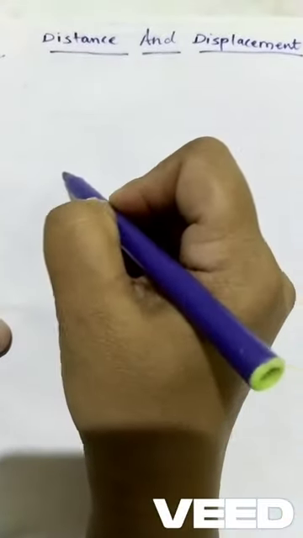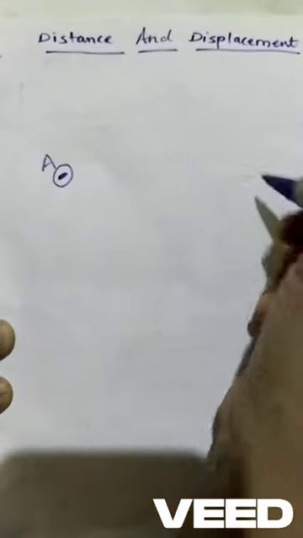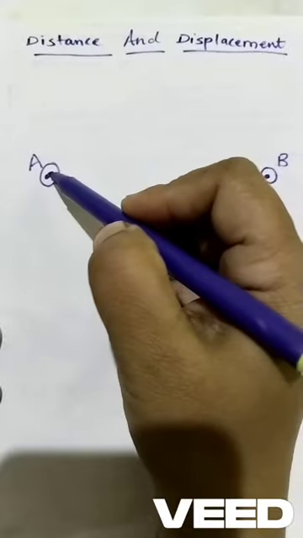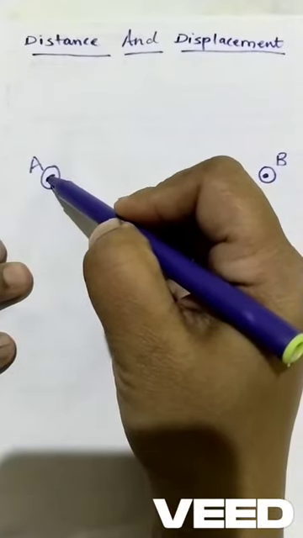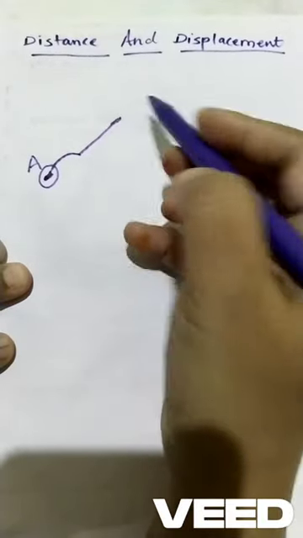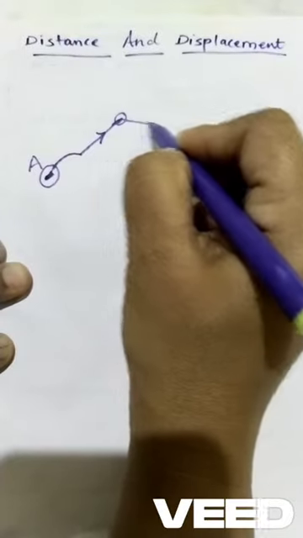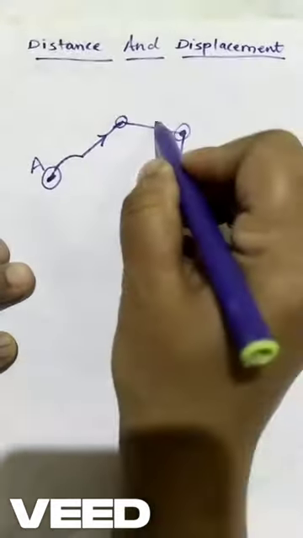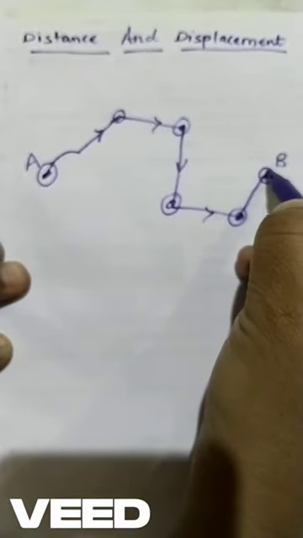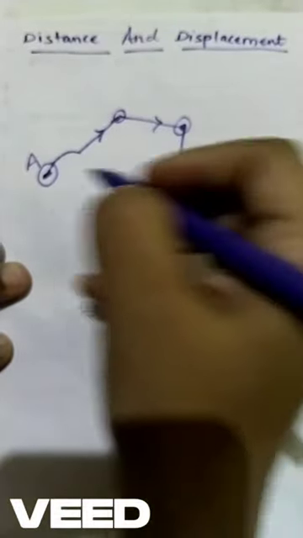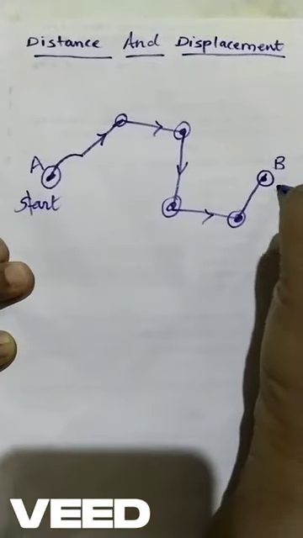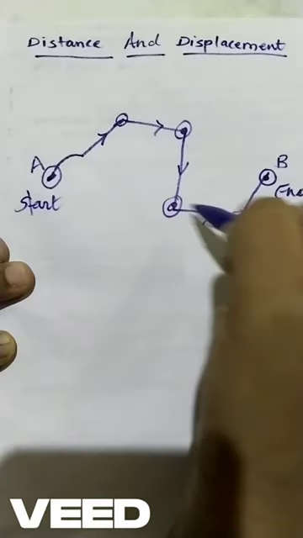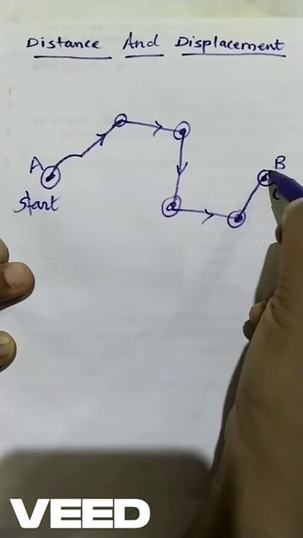Suppose we are traveling from point A to a point B. While traveling from point A to point B, a person can follow different paths. Let us say it goes here at this point, and then goes here, and then here, and then here. Let us say this is the path the person has traveled in order to reach point B. So this is our start point, and this is our end point.